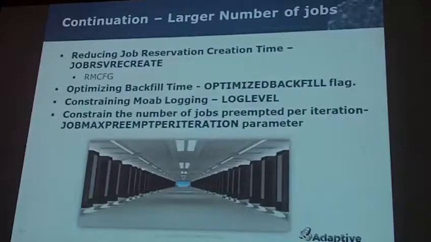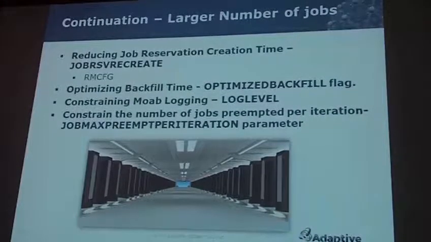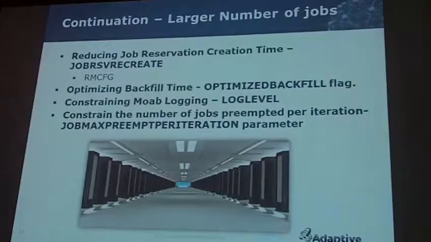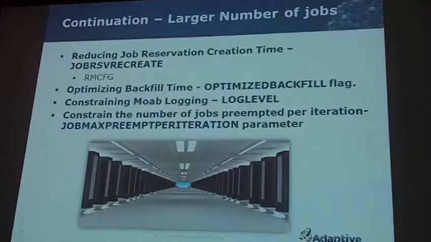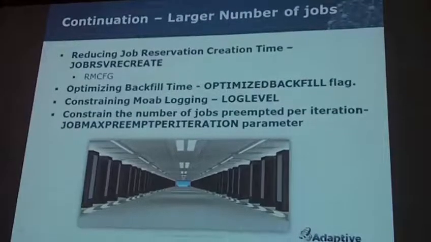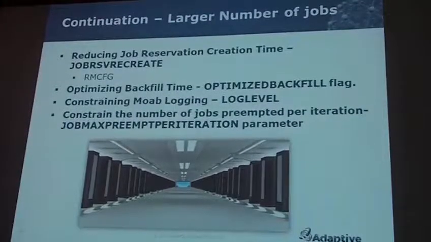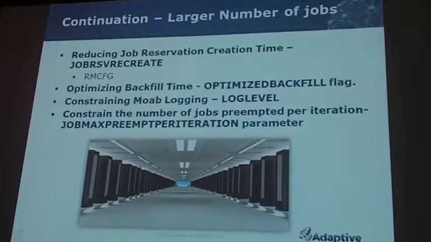Okay, so next parameter, we have another RMCFG parameter, job RSV create. So in older resource managers, what they would do is they would change the resources that were allocated to a job. In newer resource managers, that's not the case. Moab, in order to work better with this, used to destroy reservation and then reapply reservation each scheduling iteration. By setting this, it tells Moab to not do that, so you increase its performance so it doesn't have to evaluate all those reservations.